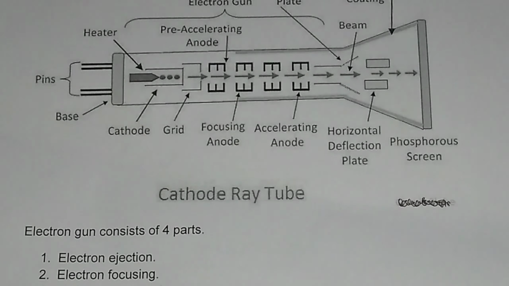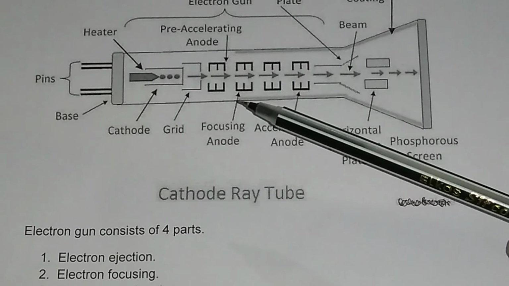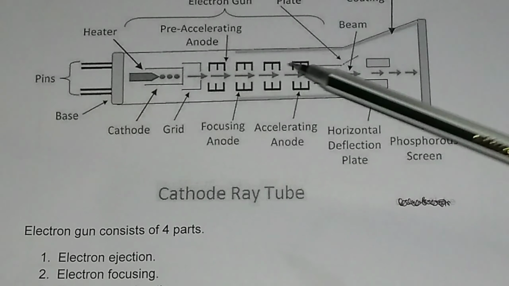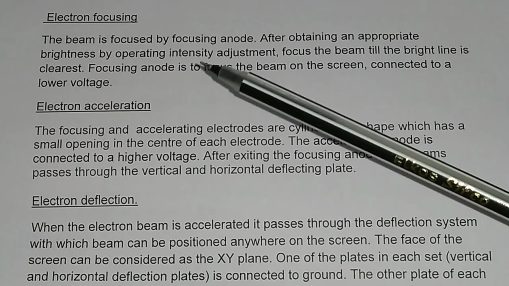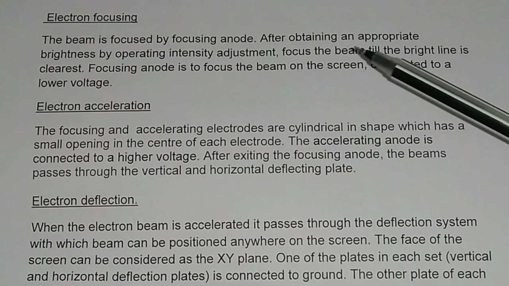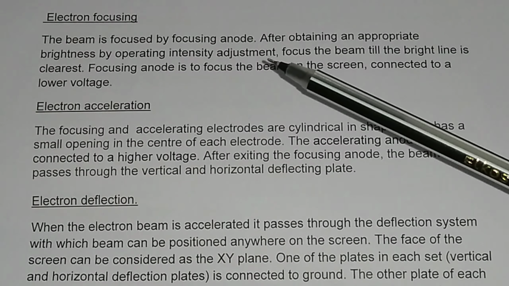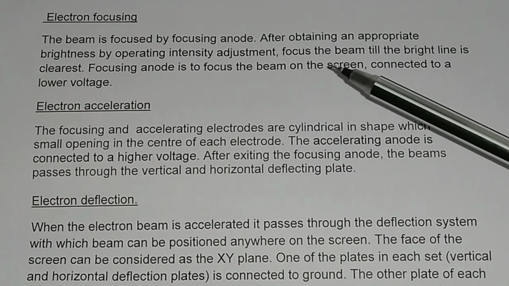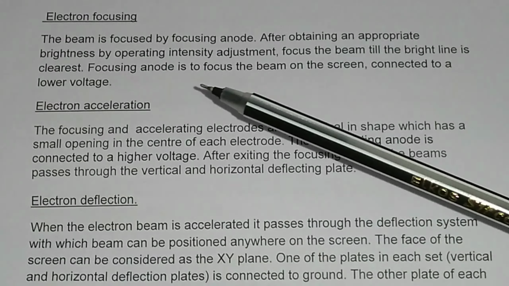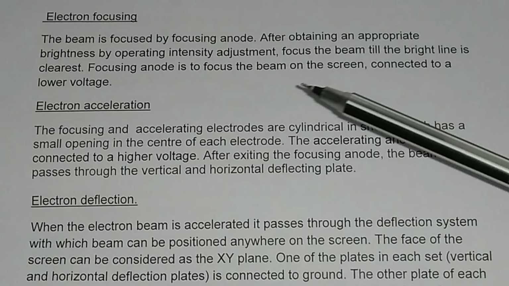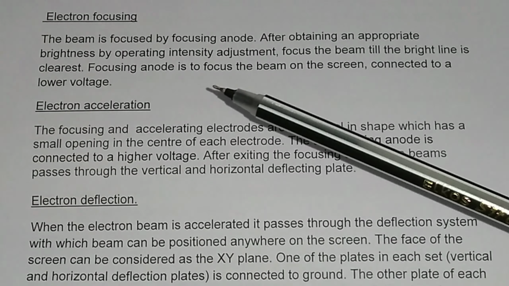The next part of your electron gun is electron focusing. After electron ejection you have electron focusing. So how can you focus the electrons? The beam is focused by the focusing anode. After obtaining an appropriate brightness by operating the intensity control switch, you focus the beam till the bright line is clearest. The focusing anode, which focuses the beam on the screen, is connected to a lower voltage.